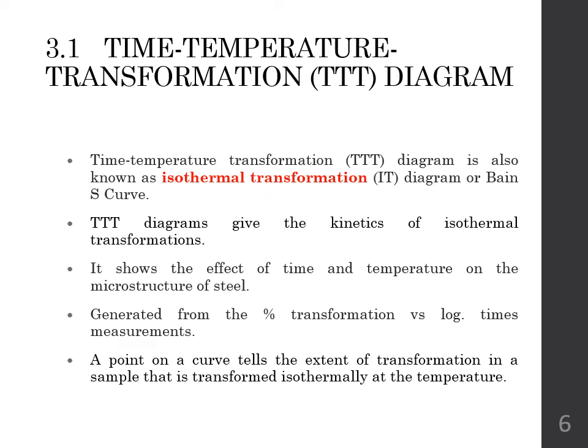And the TTT diagram also shows you the extent of transformation, whether it is transformed isothermally at certain temperature. It means that you shall know after a certain curve it will change to another type of microstructure.